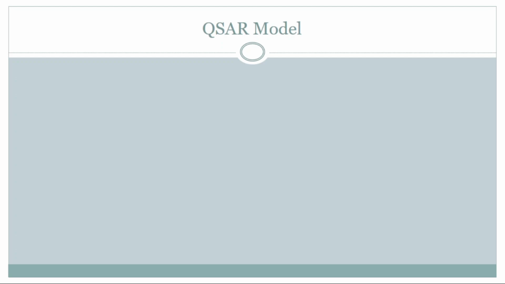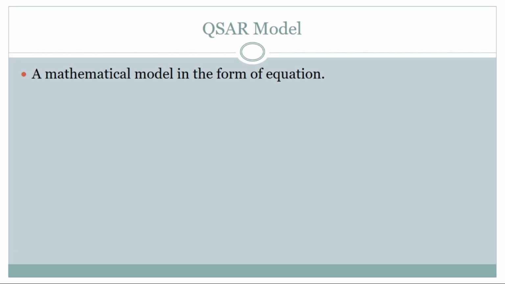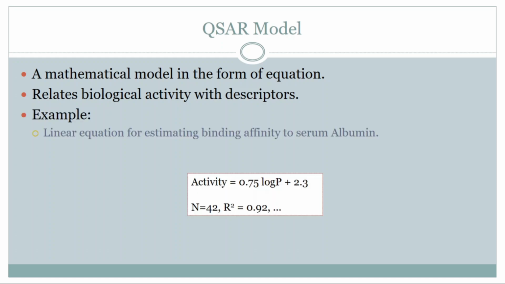Now let's look at what the term QSAR model actually means. So a QSAR model is a mathematical model in the form of equation. Now this simply means it's a mathematical equation which takes an input and gives you an output. So the equation is used to calculate the activity from the descriptors. So it's a function of the activity that's computed by the descriptors. So let's look at an example which demonstrates what this means.